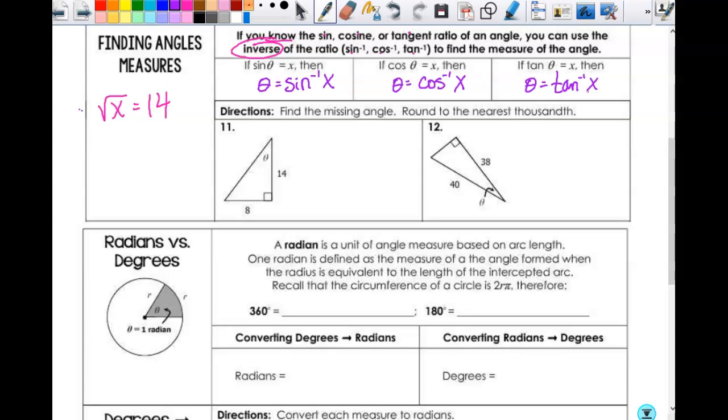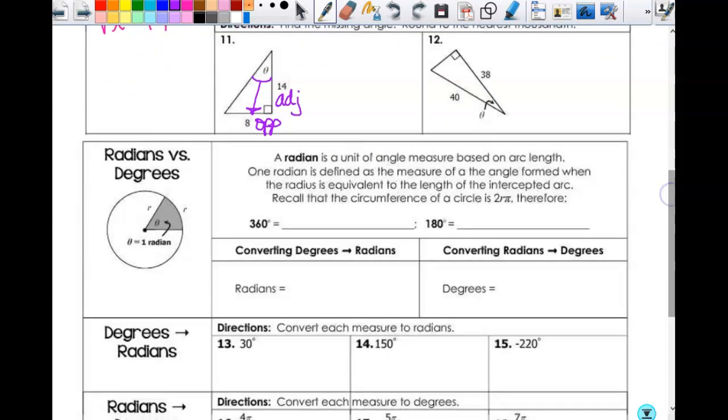In order to work these, you start off the exact same way you did on all of the rest of them. You identify your angle, and you label the triangle. This is the opposite. I don't care about the hypotenuse. This is adjacent. Which trig function uses opposite and adjacent? Tangent. So the tangent of theta is equal to the opposite, which is 8, over the adjacent, which is 14. Can I simplify that fraction? Yes. Do I care? No.